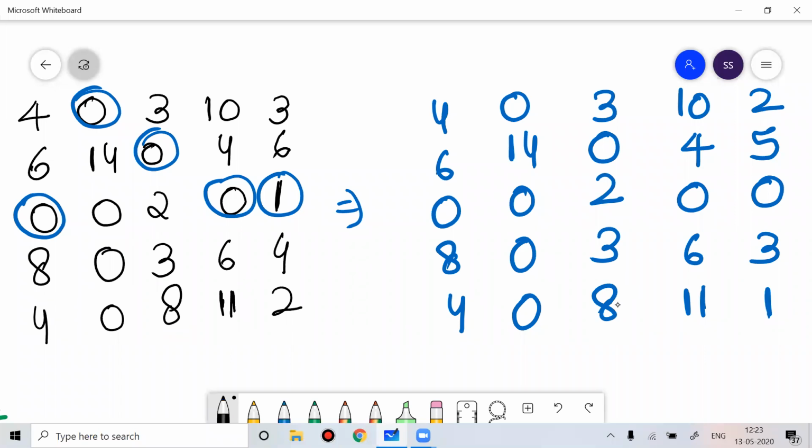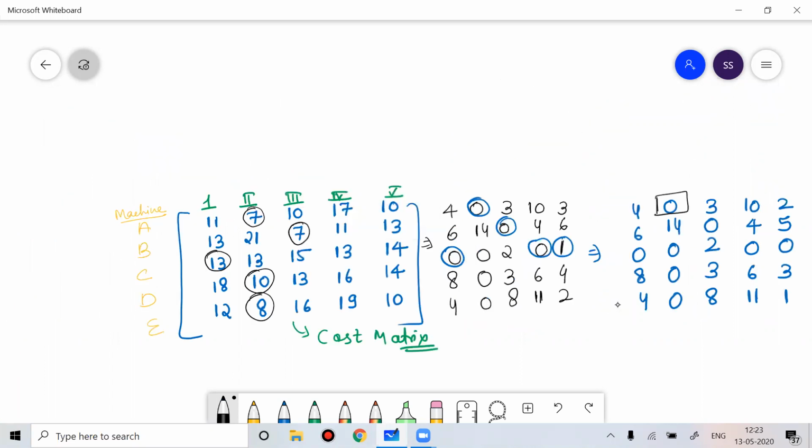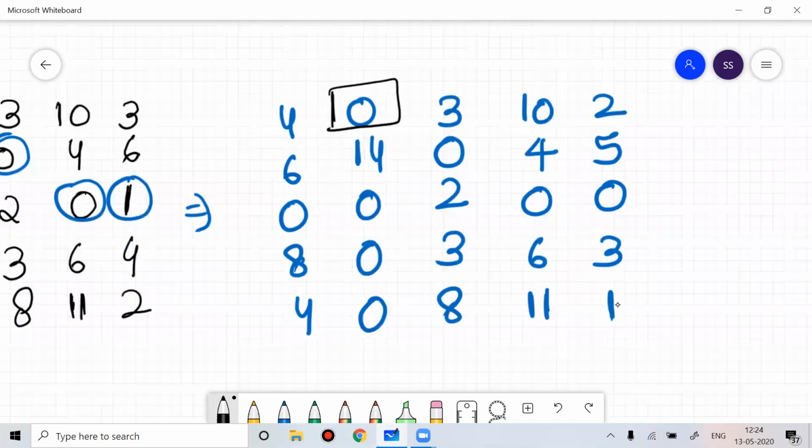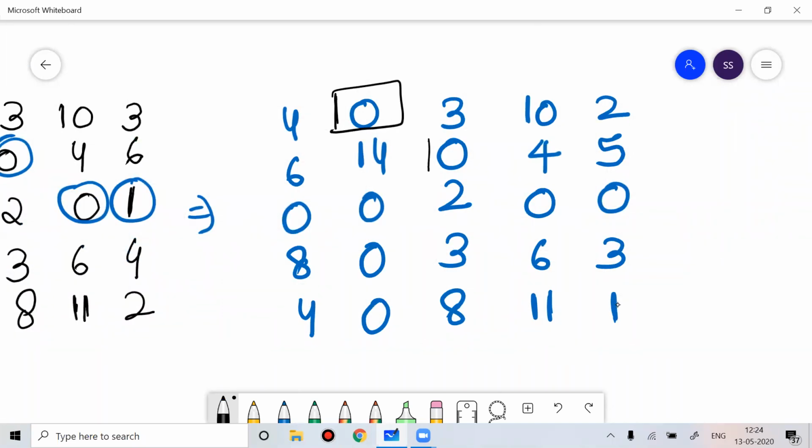Row 1, one 0 is there, so you do allocation. Row 2, one 0 is there, so you do allocation. Row 3, four zeros are there, do not touch it. Row 4, one 0 is there, so you do allocation. Sorry, this should be cancelled before. So let me start from the beginning.